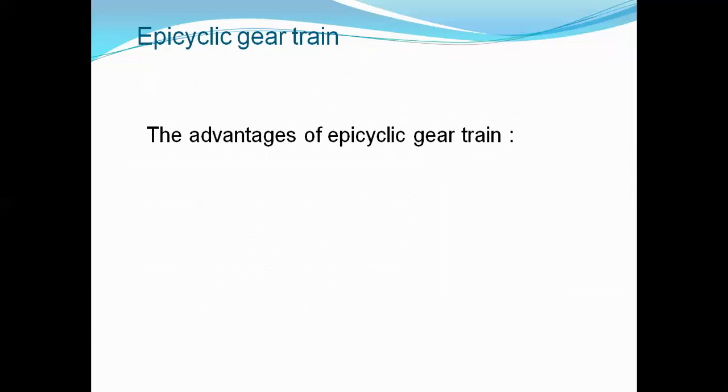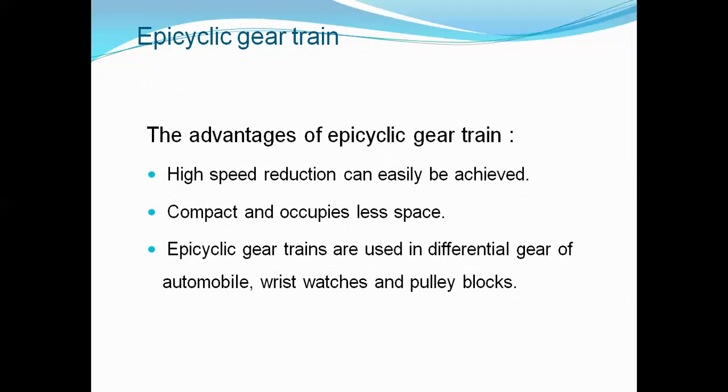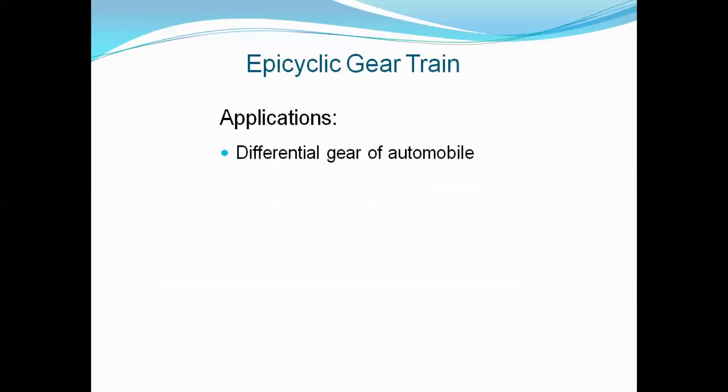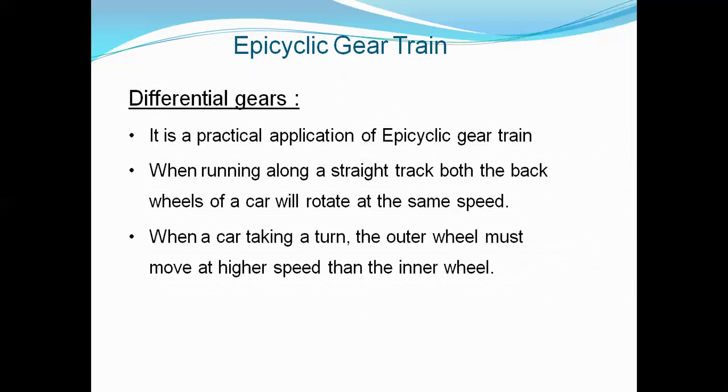So the advantages of epicyclic gear train: high speed reduction can easily be achieved, and it is compact and occupies less space. Epicyclic gear trains are used in the differential gearbox of automobiles, wristwatches and pulley blocks. We took examples of applications: differential gearbox of automobile, wristwatches and pulley blocks. So look at the differential gearbox in practical applications.